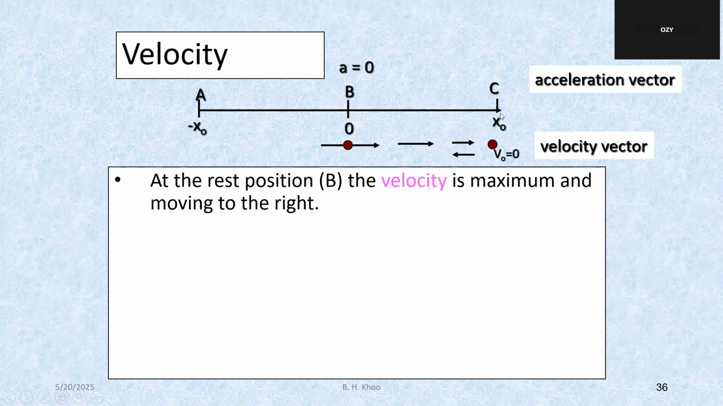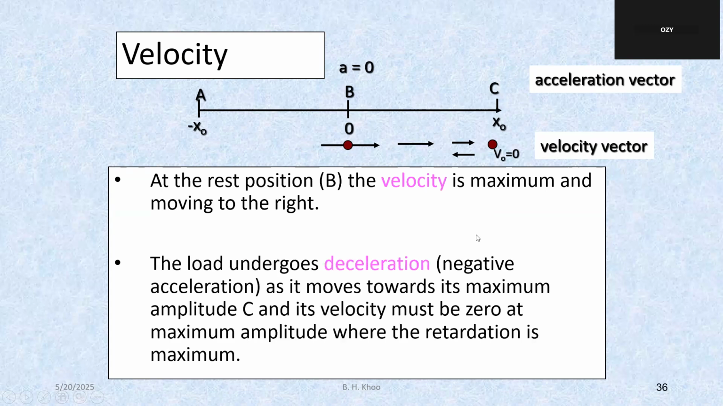That's why it's zero velocity. It undergoes deceleration. So in this case, it is increasing velocity. Okay, in this case, it's decelerating. Right? Velocity is decreasing. So maximum velocity is at the right, and maximum acceleration is at this part.